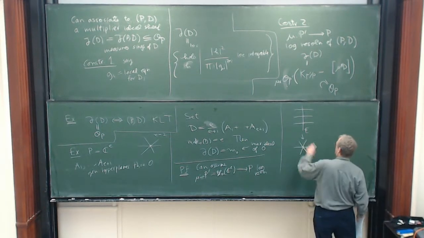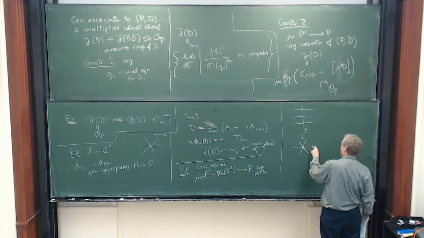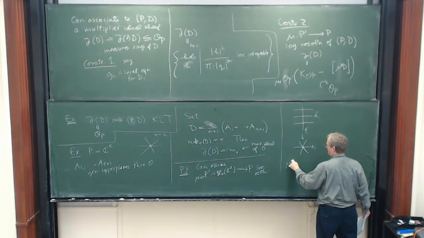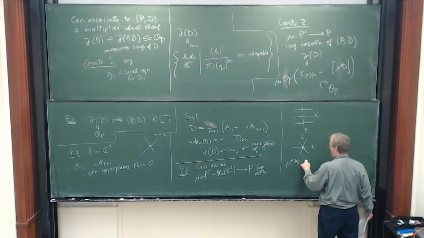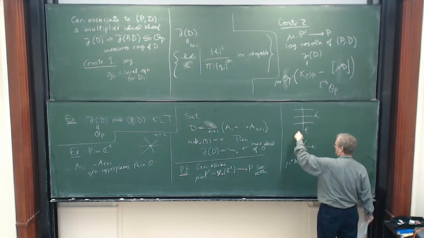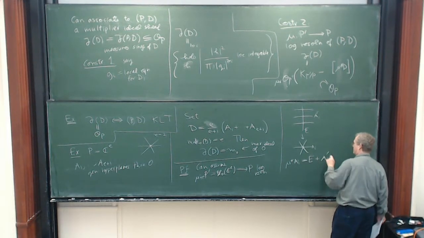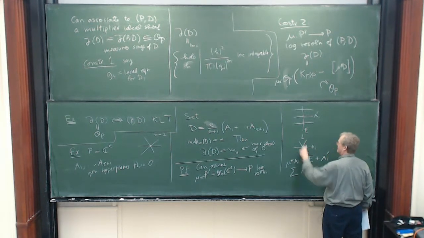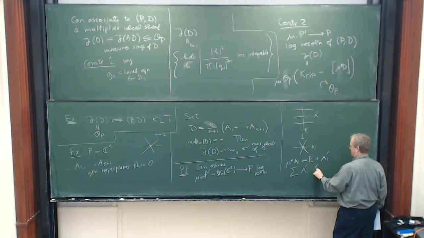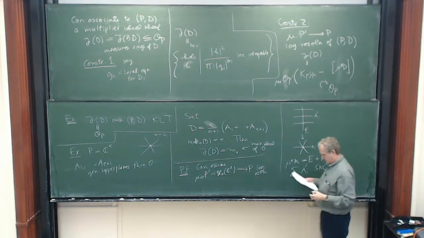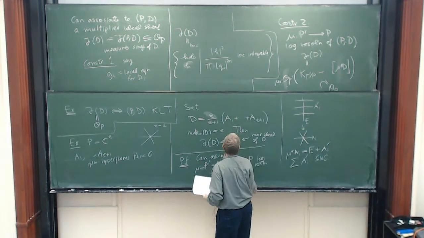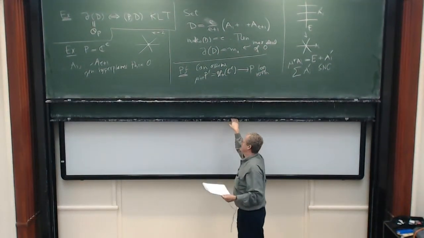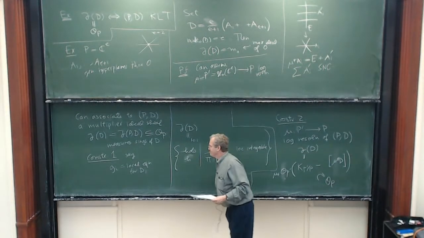So here's an A_i, and here's its proper transform, A_i prime. So what this means is the mu upper star of A_i will be the exceptional divisor with multiplicity 1 plus its proper transform. And to say that this is a log resolution means that the sum of the A_i primes, these guys, is a simple normal crossing divisor. OK, now let's see what happens when we go to this funny definition of the multiplier ideal.